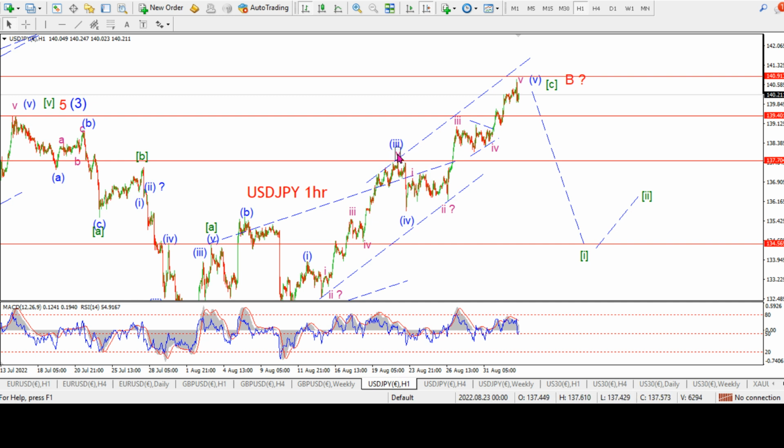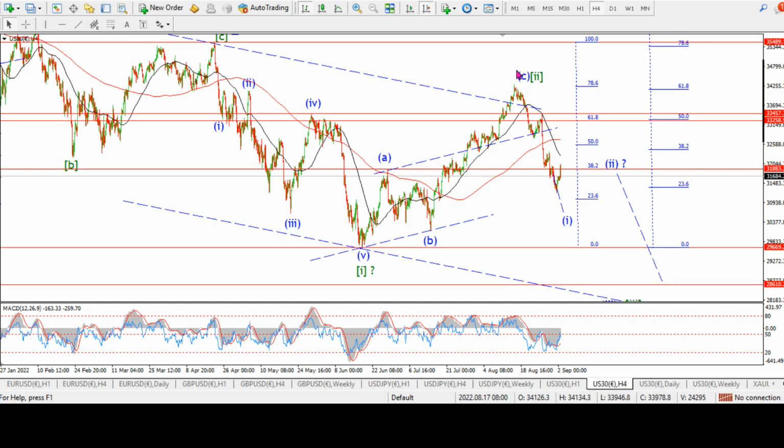And once that's done, then I will look lower into wave 1. I'd like to see wave 1 break below that wave A high again, so 134, which is quite a decline, 600 points or so. So next week, I am going to look for a top in wave C of B, and then a turn down into wave 1 of C.